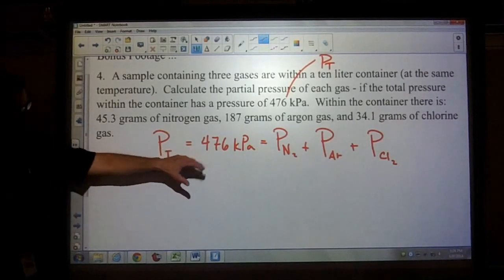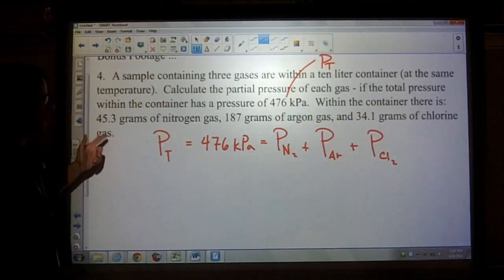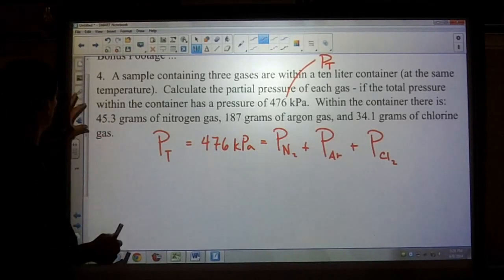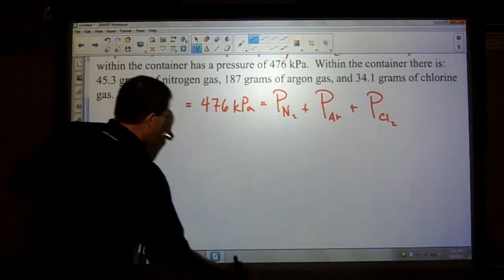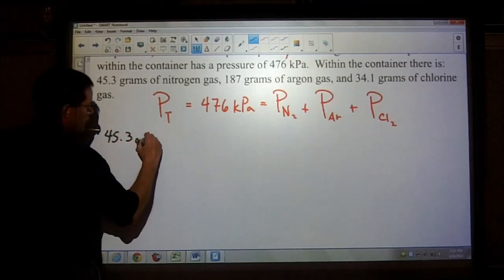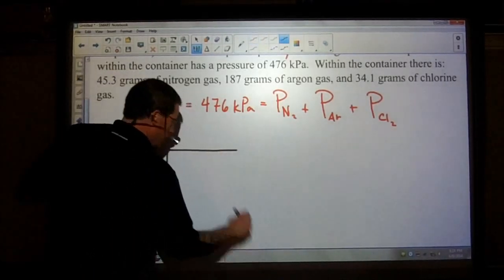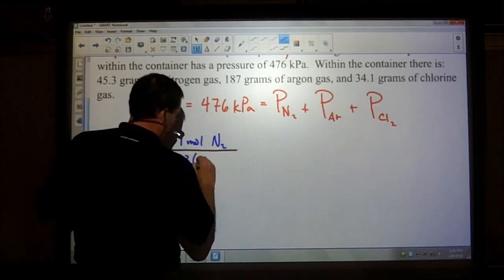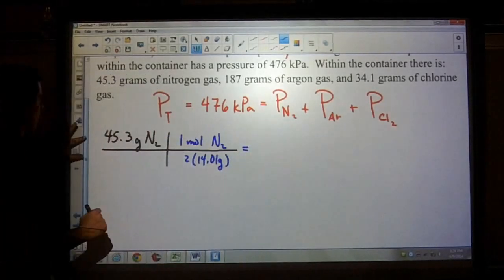So we have our total pressure, we have the parts for each. However, we're given masses. So whenever you're given grams or mass, make sure you change those to moles. So let's do that first. So we have 45.3 grams of nitrogen. We want to change that into moles. So 1 mole of nitrogen is 2 times 14.01. And we'll get a value for that here in a moment.